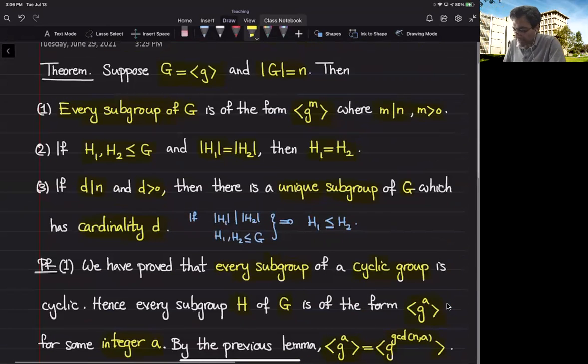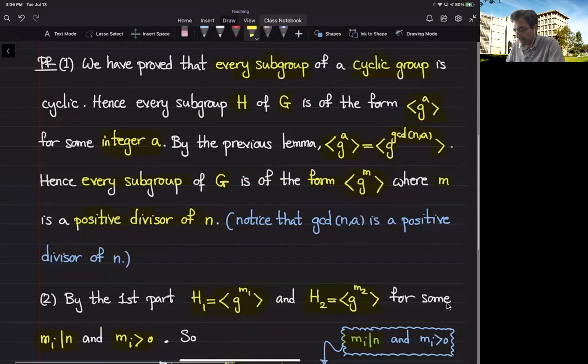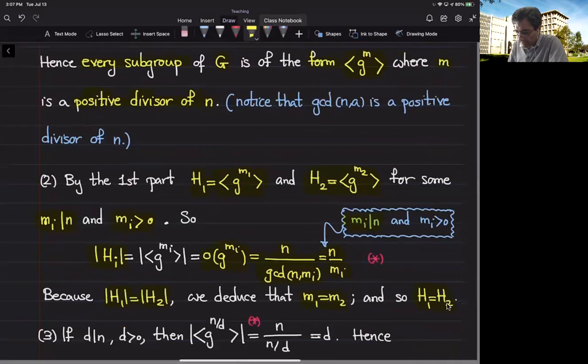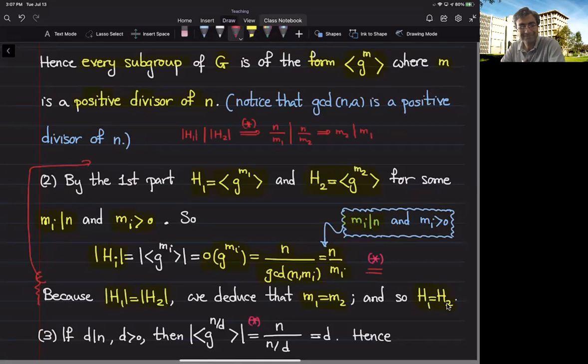But let me also emphasize this part, which can be viewed as a strengthening of part B, part 2. Let's explain how we can get that with the same argument. Instead of writing this one, I'm going to continue over here. If the cardinality of H1 divides the cardinality of H2, using the star, we deduce that N over M1 divides N over M2. That means M2 divides M1. So M1 is an integer multiple of M2.